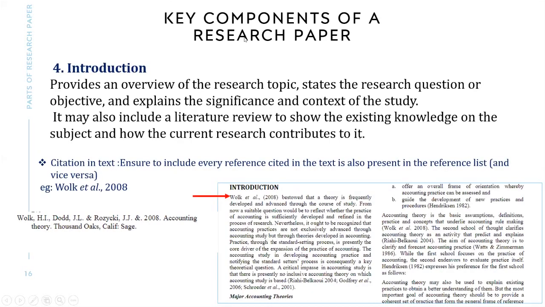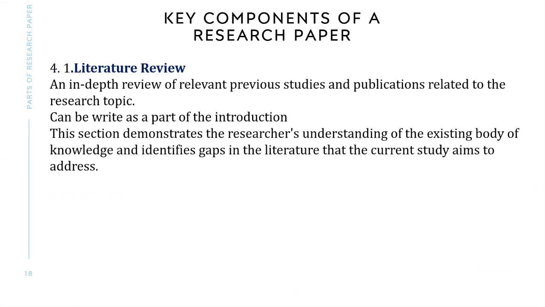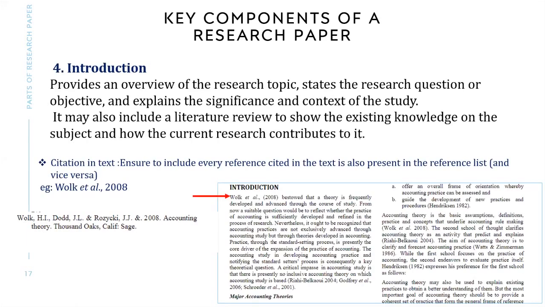And the introduction provides the overview of the research topic and the stage, the research question, and the objectives, and explains the significance and context of the study. The literature part can also be included in the introduction as a separate part. Sometimes a separate literature review is requested by the journal papers. But most of the time, the literature review also appears inside the introduction part, right?